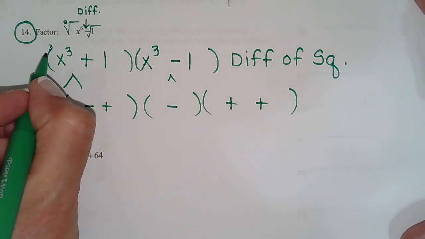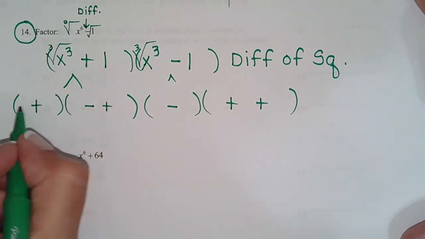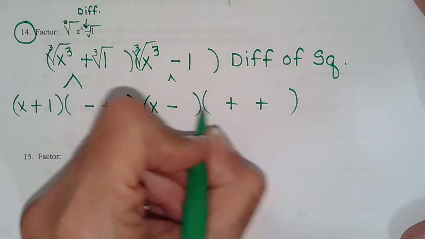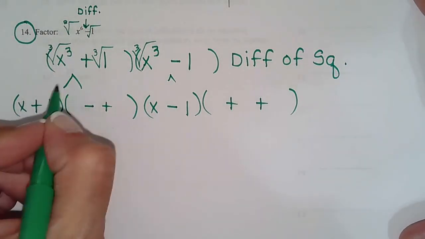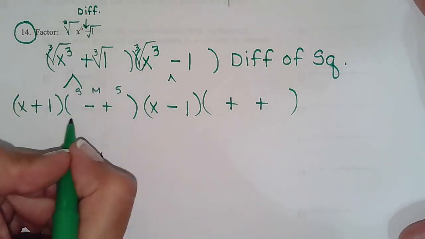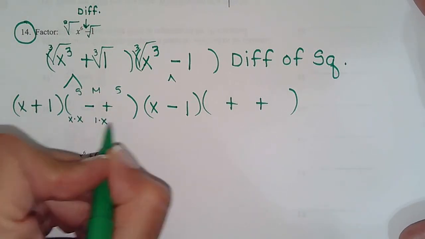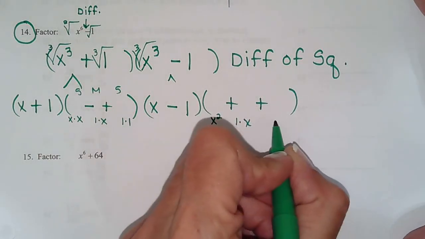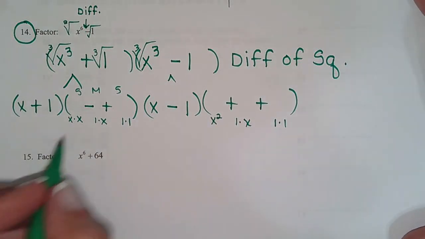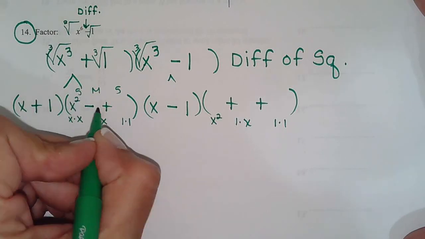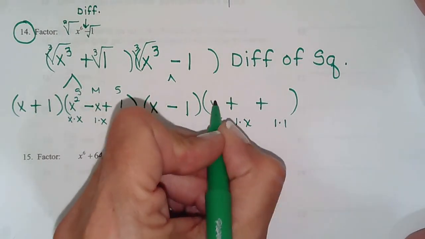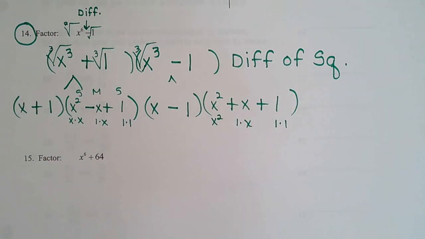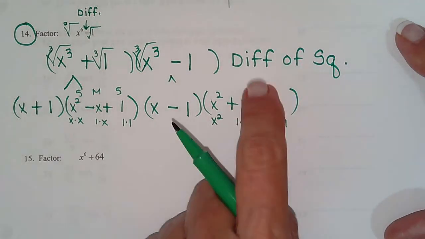So we do cube roots. So the cube root of x cubed is x. So I put it in both the first slots. Cube root of 1 is 1. So I put it in both the second slots. And then remember, we just do square, multiply, square. So x times x, 1 times x, 1 times 1. And same thing here. X times x, 1 times x, 1 times 1. We don't worry about signs. The signs are set. So x times x is x squared. 1x is just x. 1 times 1 is 1. X squared, x, 1. Done. So even though that was a hard one, quote unquote, it wasn't really that bad. But you have to know to start with.